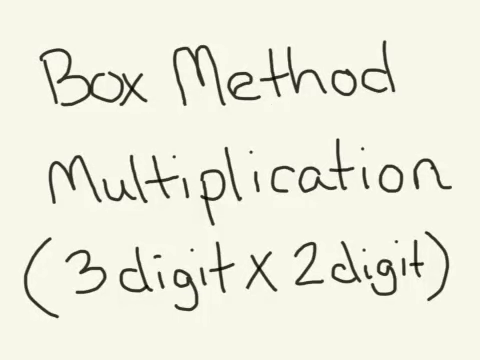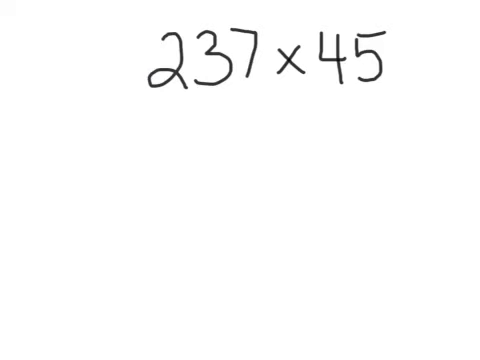Hey guys, so today we're going to talk about box method multiplication. And for today's box method multiplication, we're going to use 3-digit numbers and 2-digit numbers. And I would love just to go ahead and jump right in. So we have two numbers right now, 237 and 45.